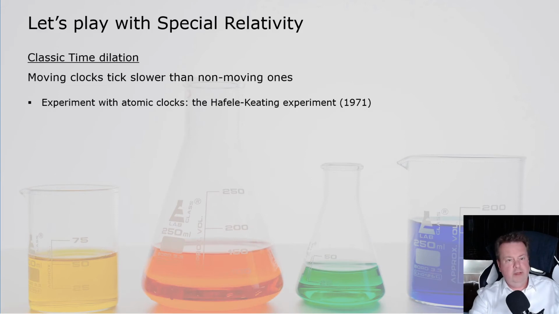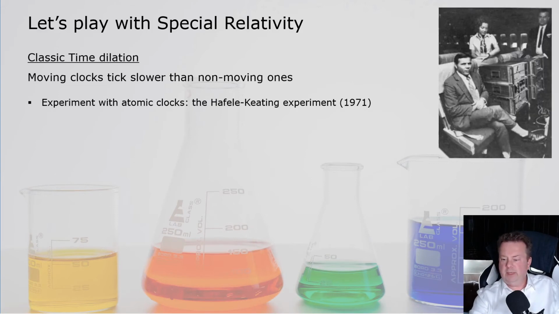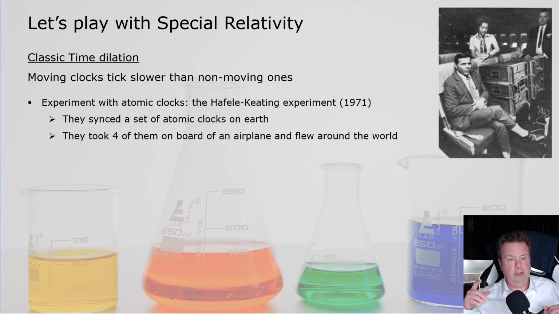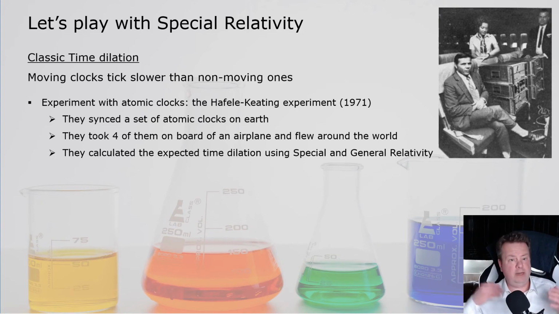This was so crazy they had to do the experiment. What they did is they took a bunch of atomic clocks, synced them. Some of them were left on Earth, others were placed in an airplane. They flew these clocks around the world several times, back and forth at high speeds, and then they calculated the time dilation from a theoretical point of view, and they checked it with the actual measurement. They had to use general relativity here as well, because gravity is involved.